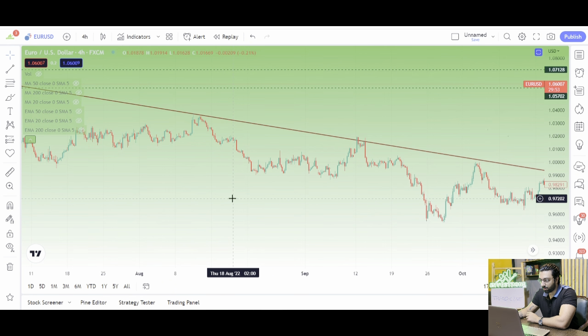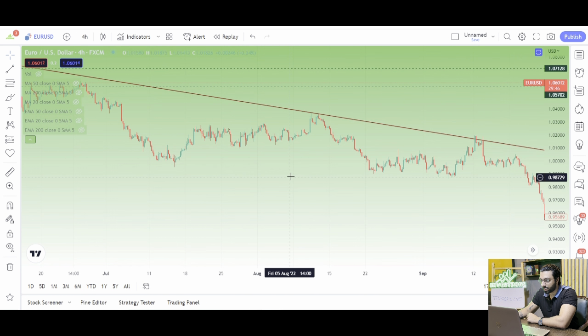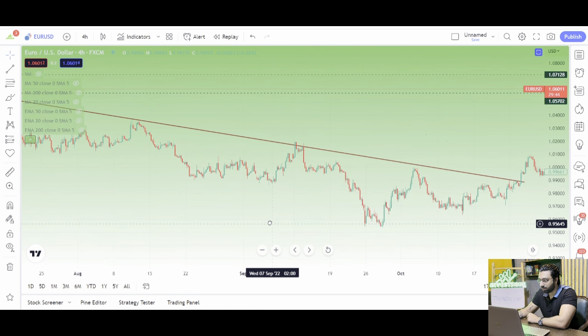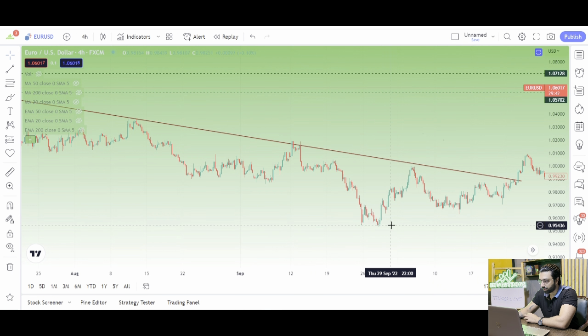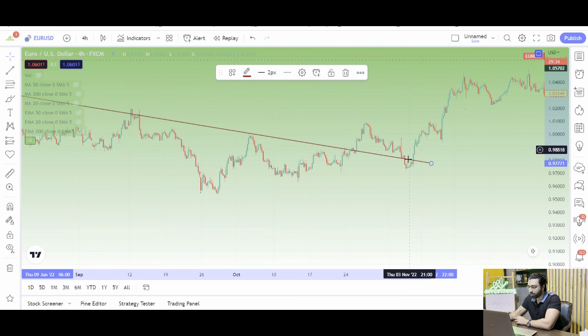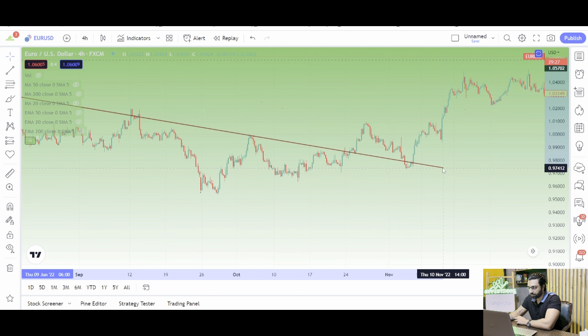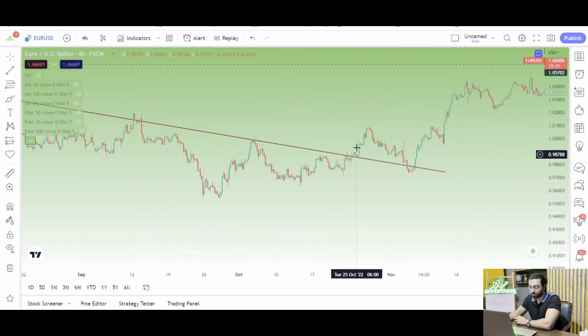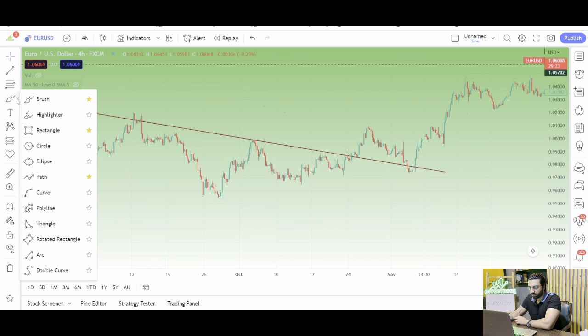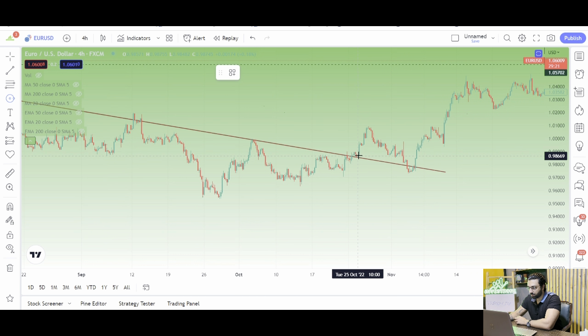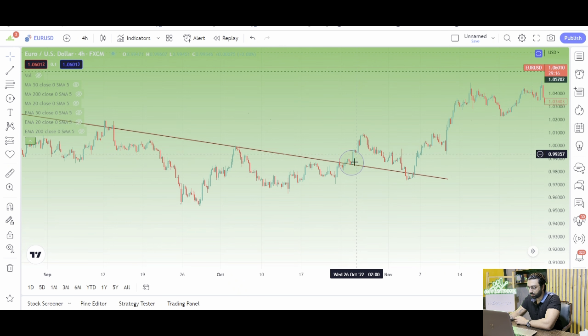Now we have identified that the trend is bearish, and we have drawn a trend line which intersects our lower highs. Now, when do we need to take a trade? At this point the market broke out from the trend line. You can draw it like this. This was the point where the market broke out from the trend line.